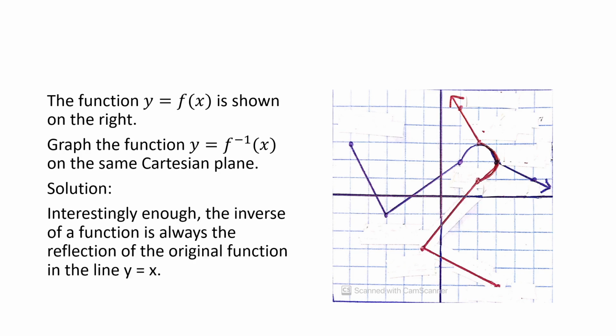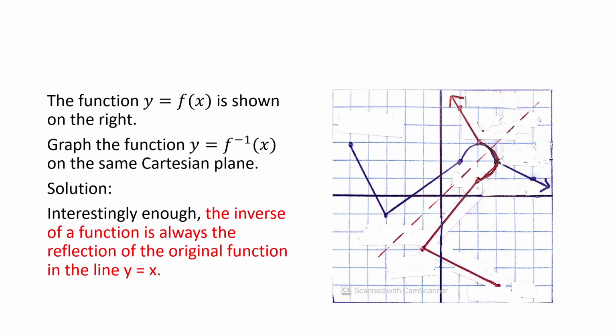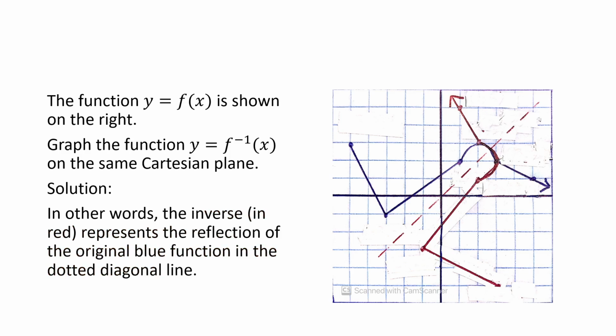And something interesting is that the inverse of a function is always a reflection of the original function in the line y equals x. So if we graph that dotted diagonal line y equals x, we see that the red and the blue are reflections of each other. And that is the end of the slideshow.